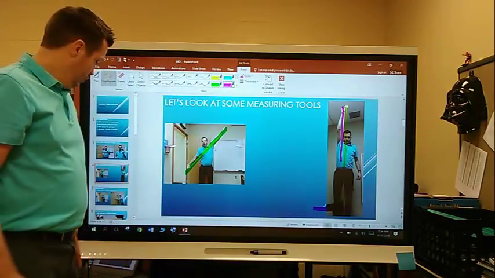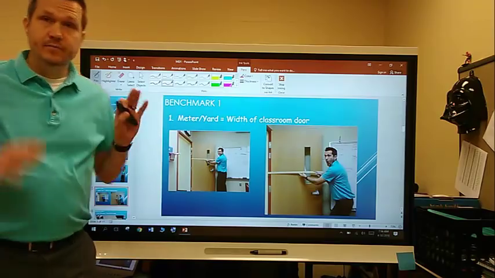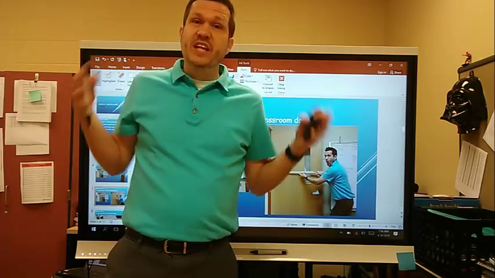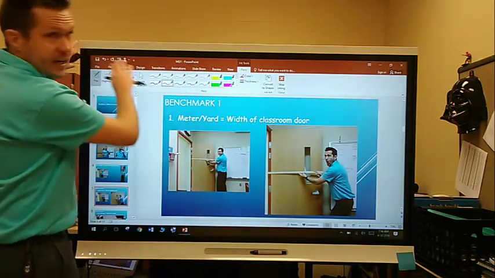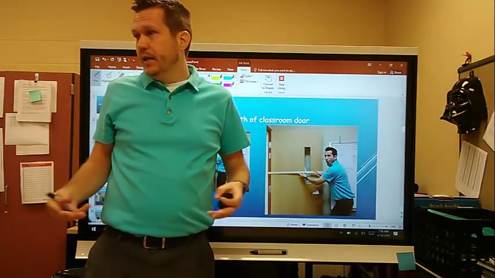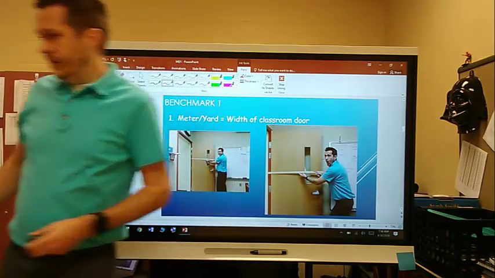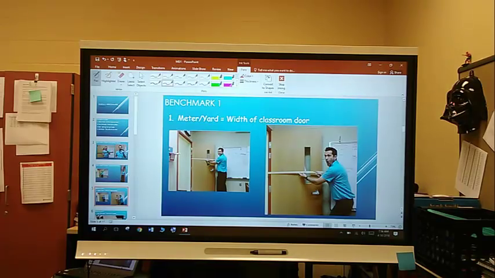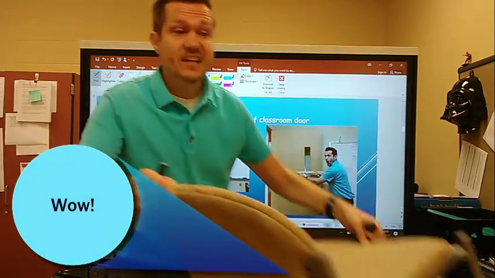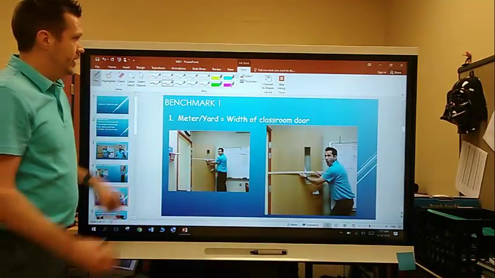Okay, so those are some of the different tools that we'll be using to measure. So let's explore our first benchmark, all right? Because benchmarks help you think about mathematics and what you're going to use to actually measure something. For example, if I was going to ask you to measure this chair, we would want to use this first benchmark because it would be big enough to use. Our first benchmark is a meter or a yardstick, okay?